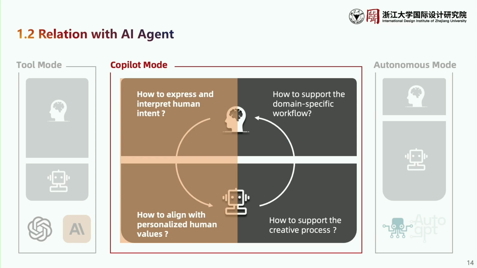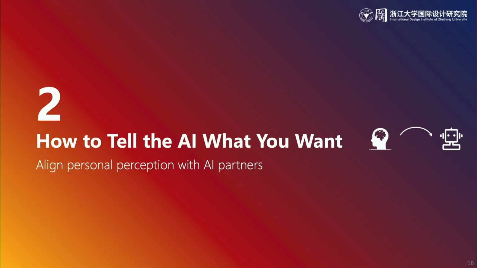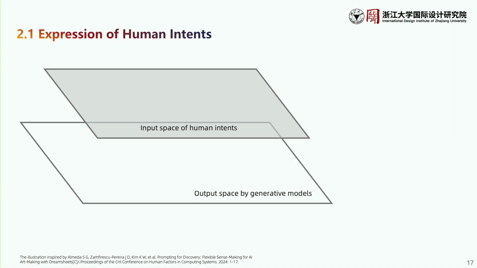First of all, on the left side, when humans deliver information to the AI, how can we express and interpret human intent? It's very hard. And how can we align with personalized human values? On the other side, how can AI support the creative process and the domain-specific workflow? Let's first talk about the left question. How do we tell the AI what we want? For this problem, I use these images to show.